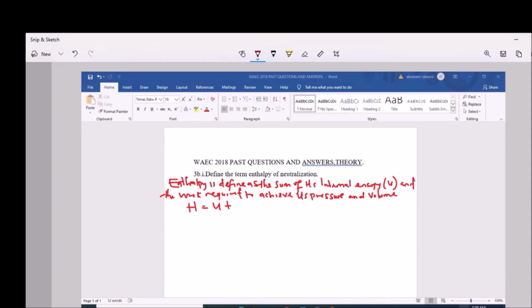Now we have the neutralization reaction. This is the reaction between acid and base to produce or to give salt and water only.